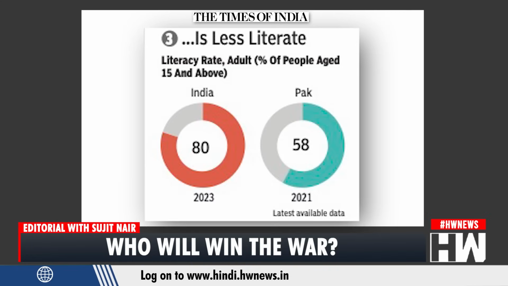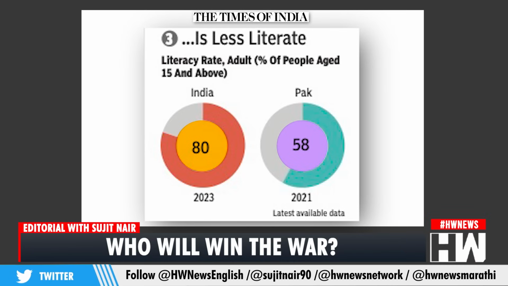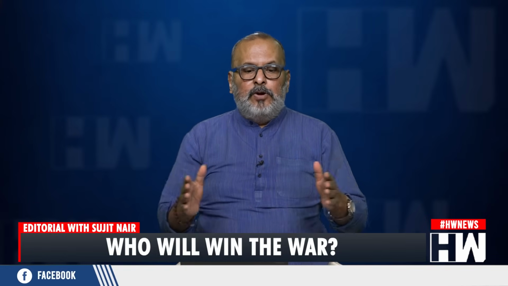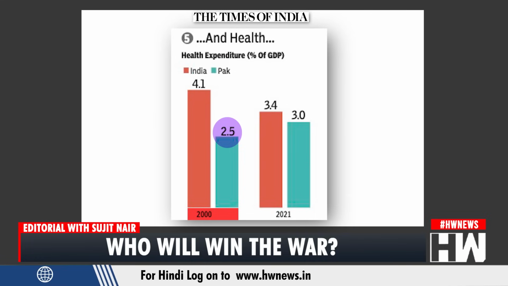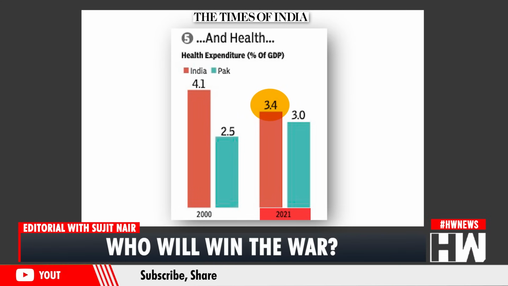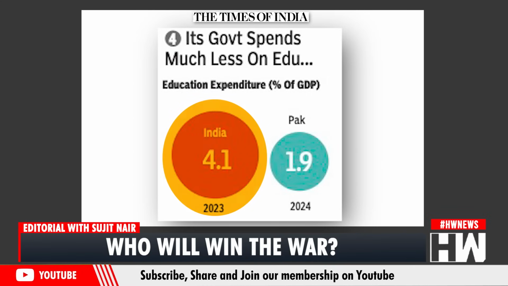You see, the literacy rate of India in 2023 is 80%. Pakistan, 2021, because that's the last figure, and this data is thanks to Times of India, Pakistan's literacy rate is 58%. 58% versus 80%. Look at the difference between the two countries. You see, the money spent on health by Pakistan, as a percentage of their GDP, in 2000 was around 2.5%, which is absolutely low. We spent around 4.1 in 2000, which is not very high, but compared to Pakistan, definitely better. In 2021, we spent around 3.4 while they spent 3%. So, spending on education, for instance, India spends around 4.1% on education.